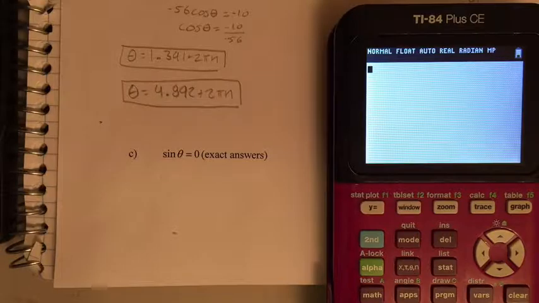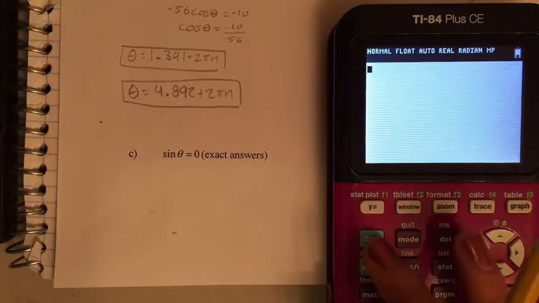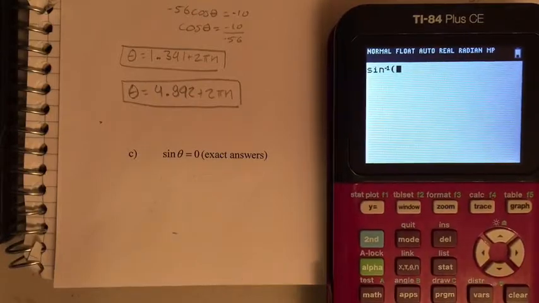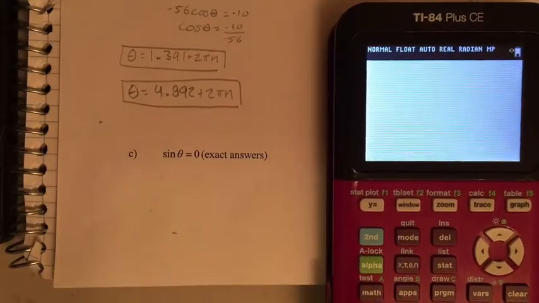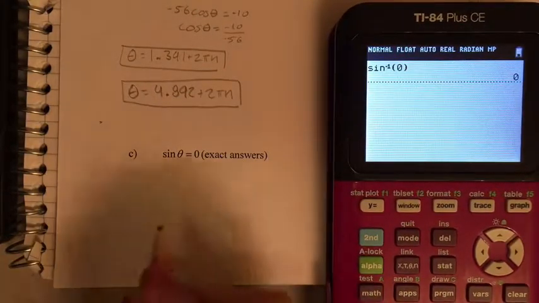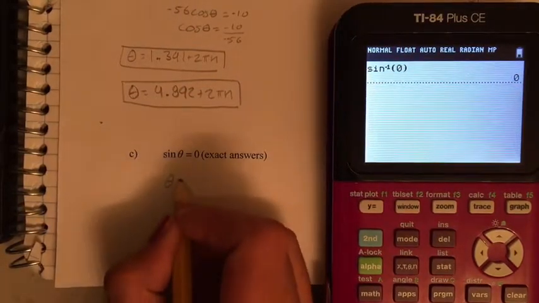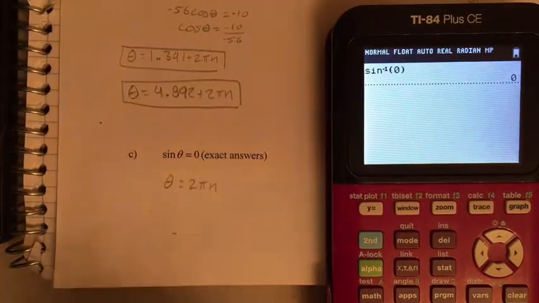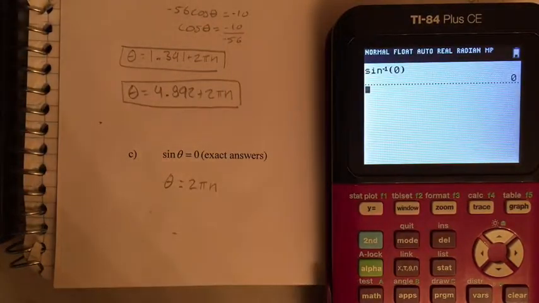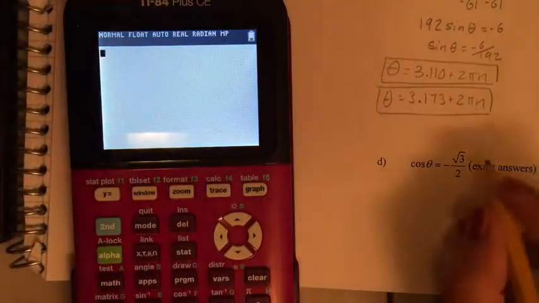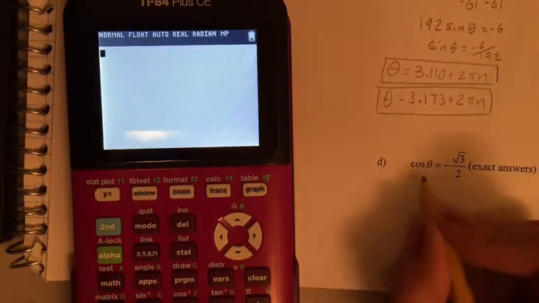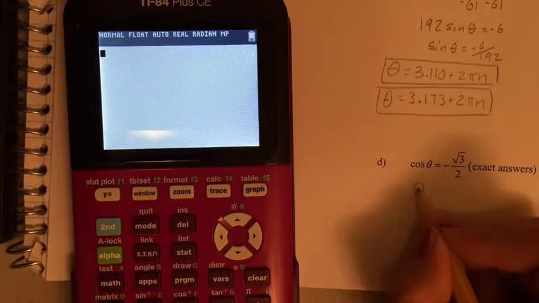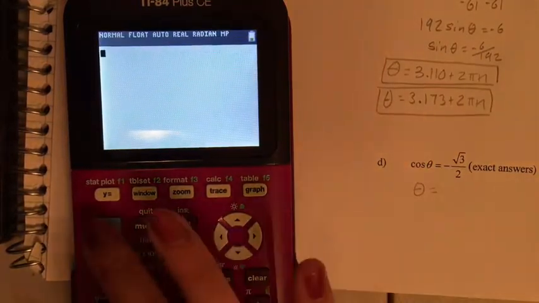So your inverse sine of 0 is still equal to 0. So once you come across that, your only answer would be 2 pi n. And this one, you just treat like a regular problem.